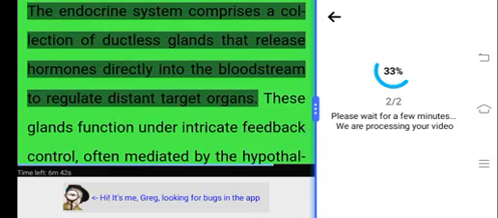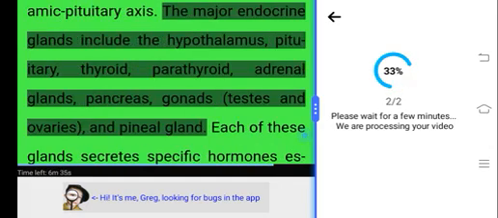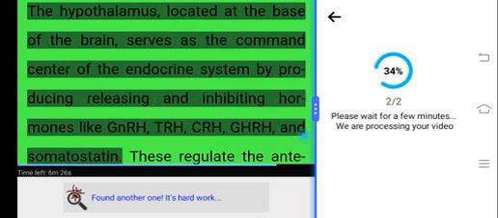The endocrine system comprises a collection of ductless glands that release hormones directly into the bloodstream to regulate distant target organs. These glands function under intricate feedback control, often mediated by the hypothalamic-pituitary axis. The major endocrine glands include the hypothalamus, pituitary, thyroid, parathyroid, adrenal glands, pancreas, gonads (testes and ovaries), and pineal gland. Each of these glands secretes specific hormones essential for homeostasis, growth, metabolism, development, and reproduction.